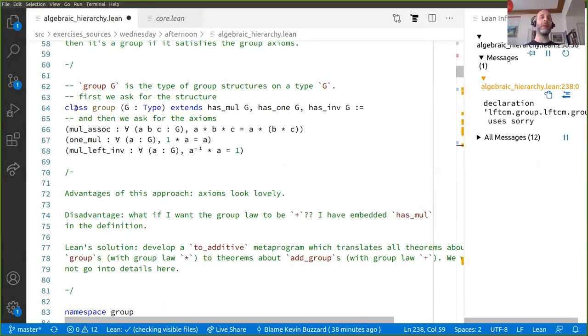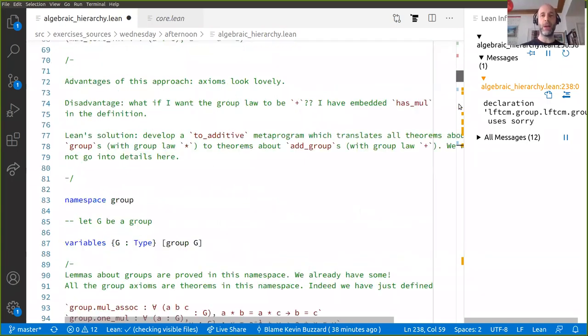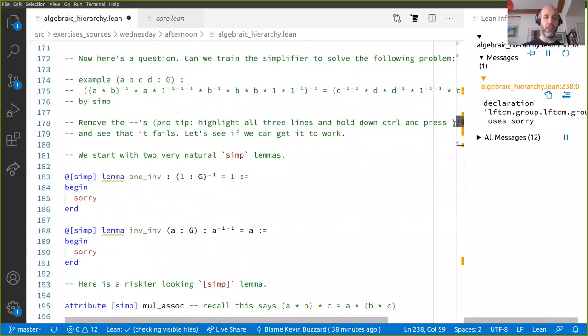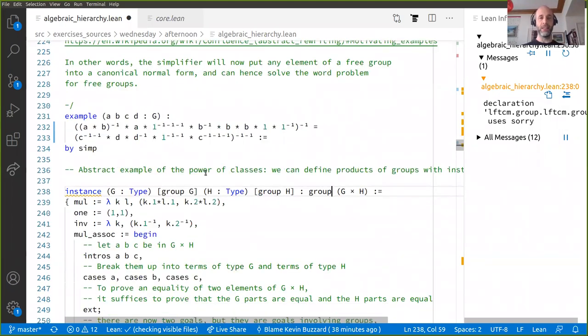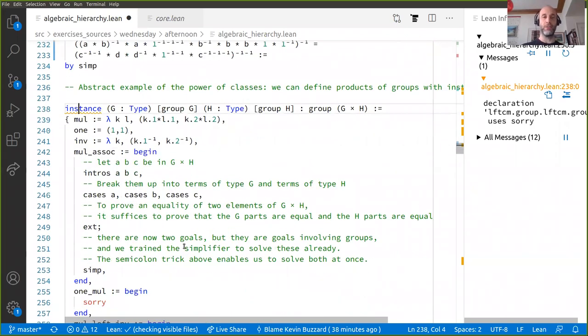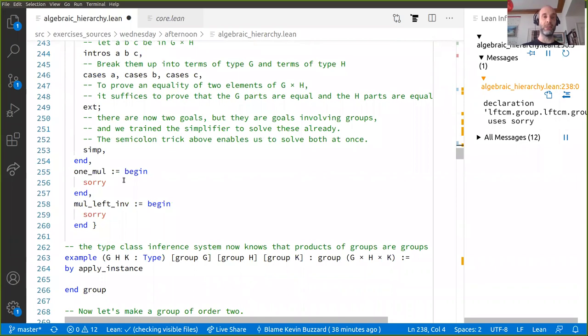And that means make it a structure, but let the type class inference system know about it. And so the type class inference system knows about groups, and it's keen to hear about ways of making groups. And you train the type class inference system using instances. So down here we have an instance. If G and H are groups, then I claim that G times H, the product of G and H, can be made into a group. But instead of making this a definition or a theorem, I make it an instance. And then I just go through the proof here. You can read the proof yourself and figure it out.